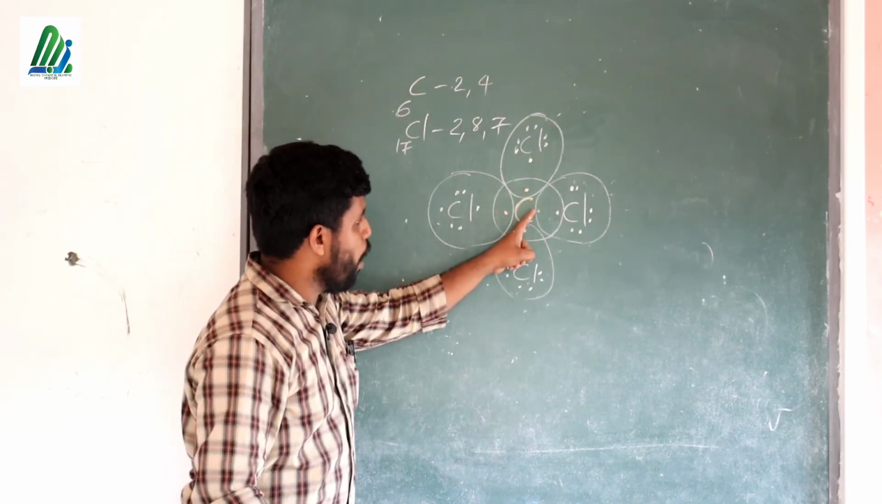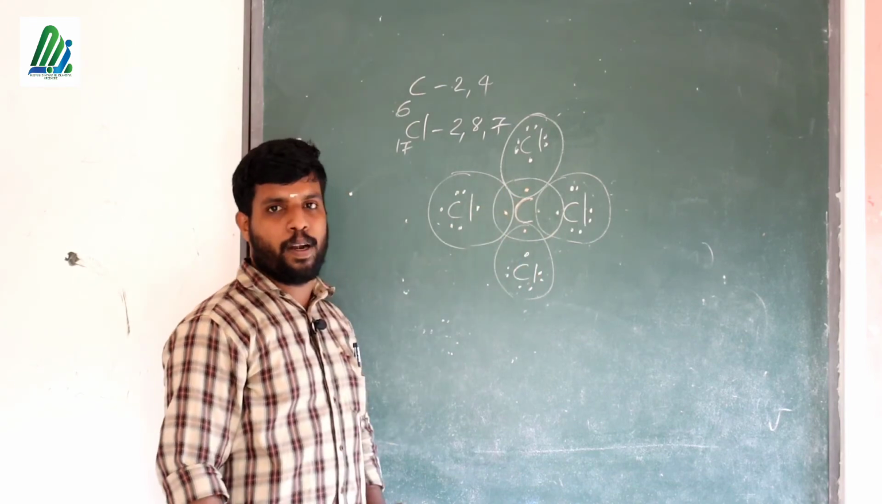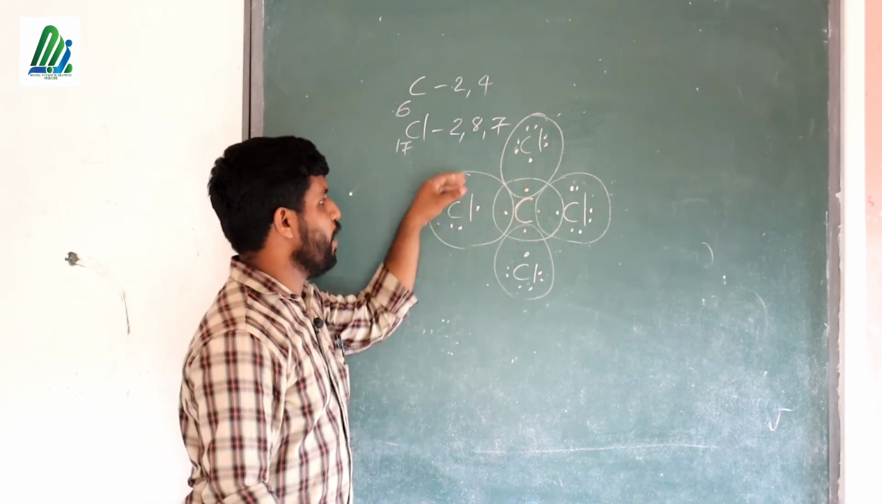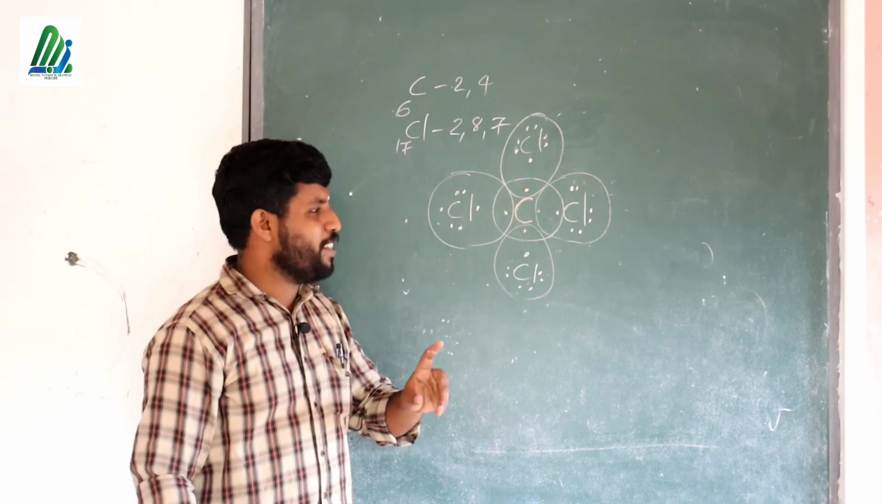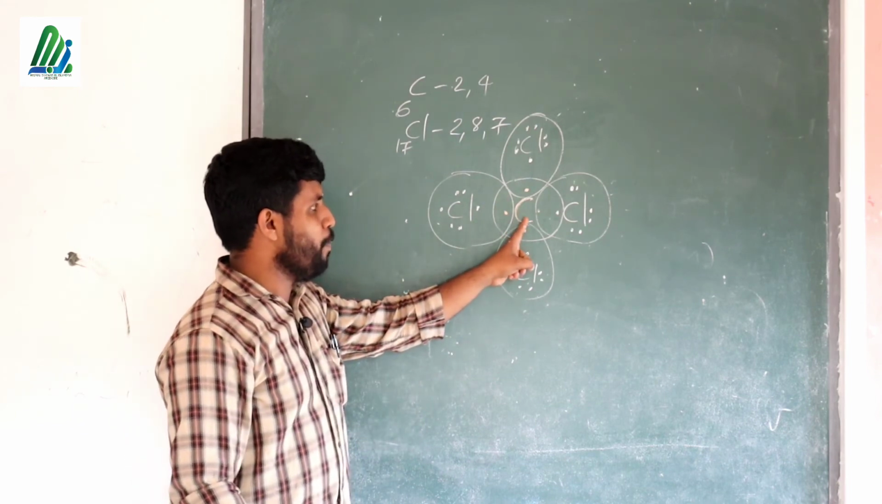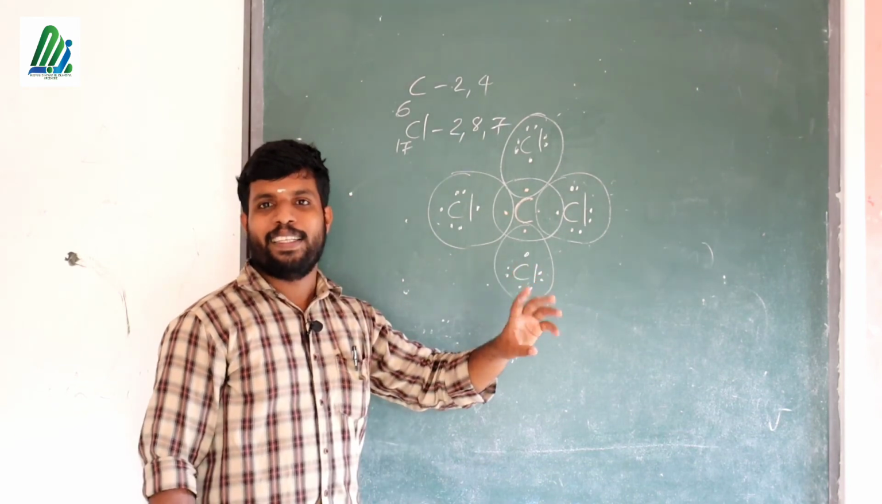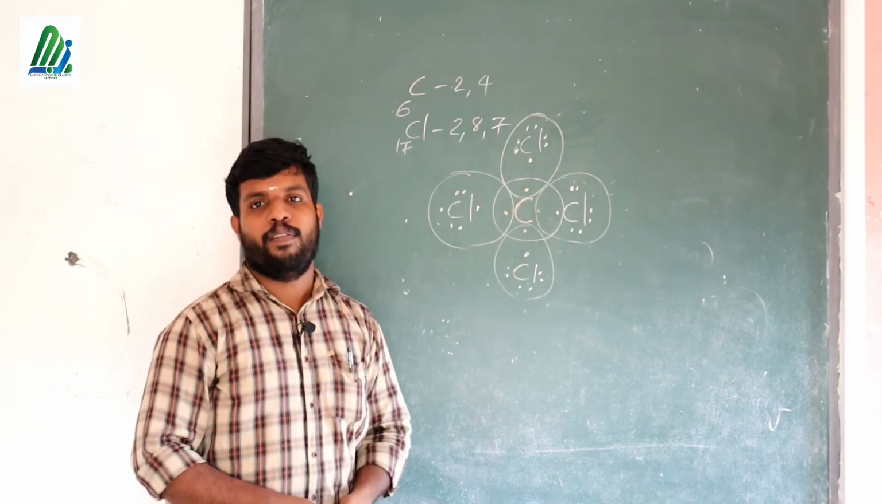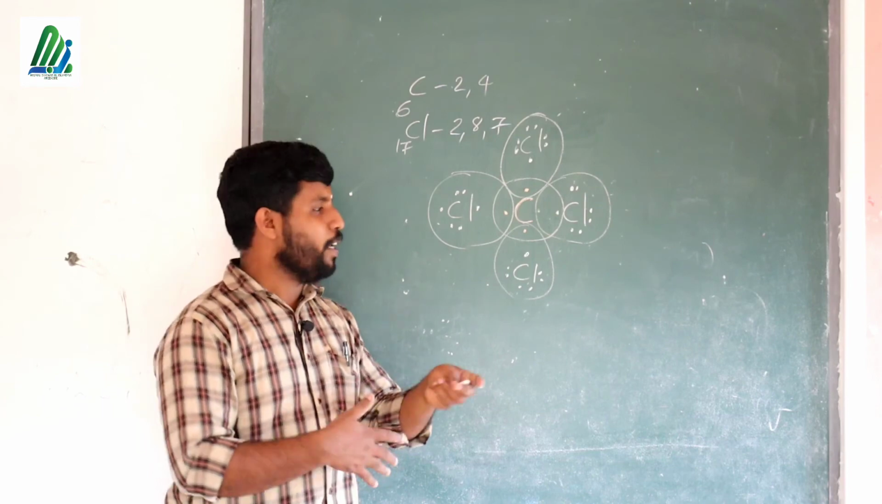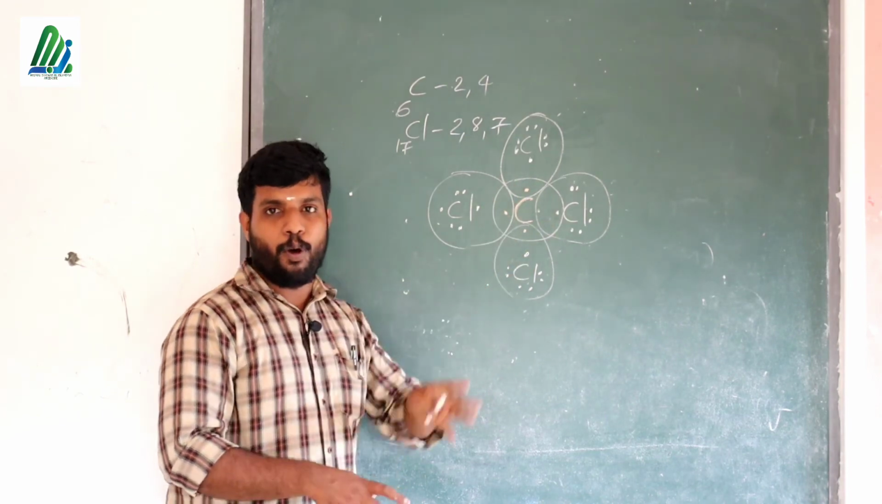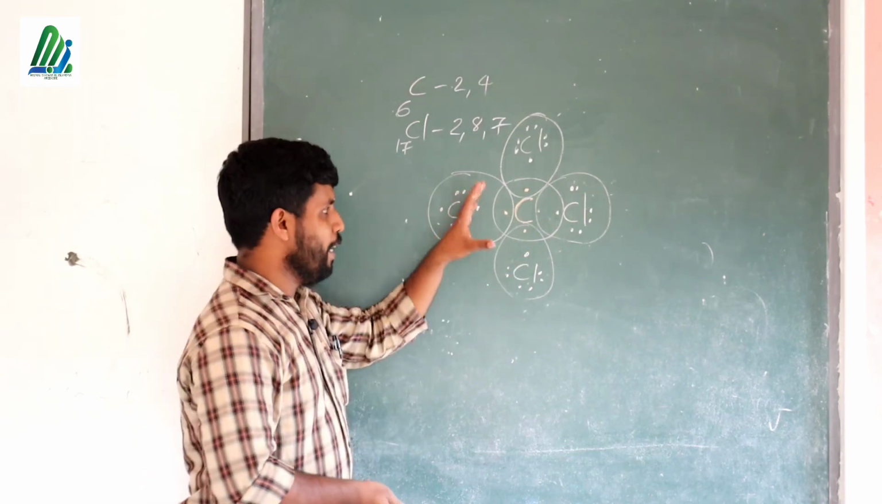Look at that. How many electrons are shared by carbon? 4 pairs of electrons are shared with the chlorine atoms. Then one more question: one carbon atom shares one pair of electrons with one chlorine atom. So in total, 4 pairs of electrons are shared in this compound.